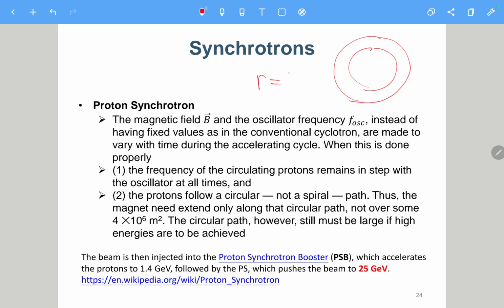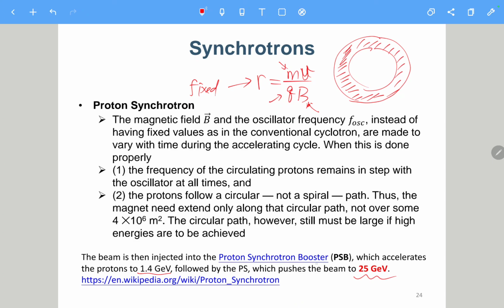As we know, R equals mv over qB. So M cannot change, Q cannot change. So here we try to fix R, so that we only need to generate a B field in a smaller region, and in that case we can make B larger. But actually we need to adjust B adequately. So the control is more complicated, but with this structure we can accelerate the particle up to 25 GeV.